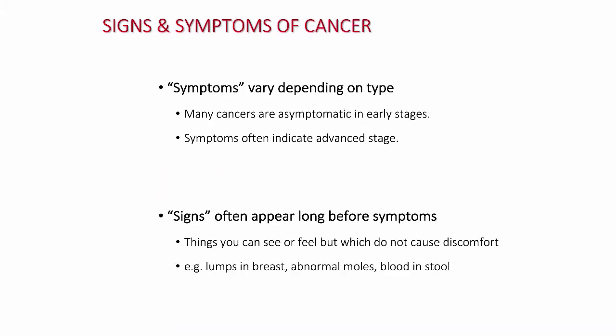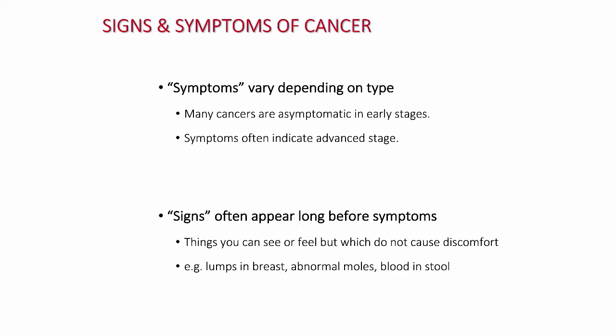Symptoms vary depending on the type of cancer. Many cancers are asymptomatic in the early stages. I've been asked why, for example, pancreatic cancer is so difficult to treat. It's because pancreatic cancer doesn't provide symptoms until it is very late, until it has progressed. The same with cancers of the liver and of the ovaries.